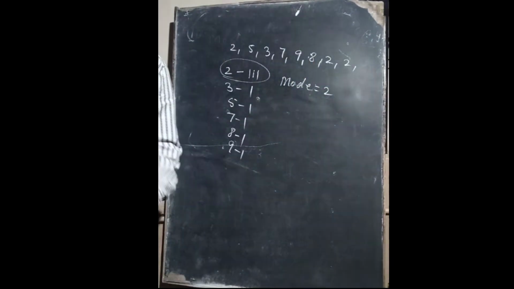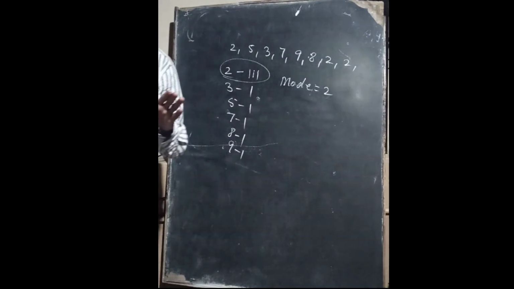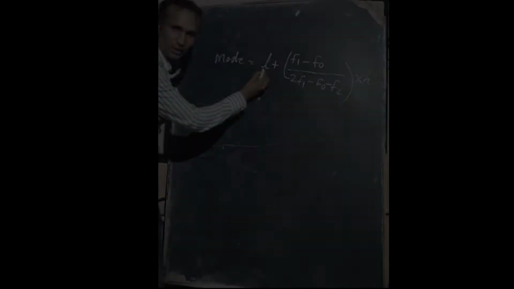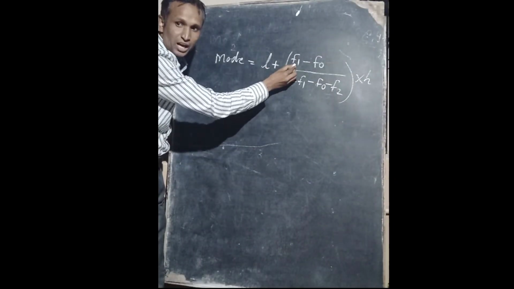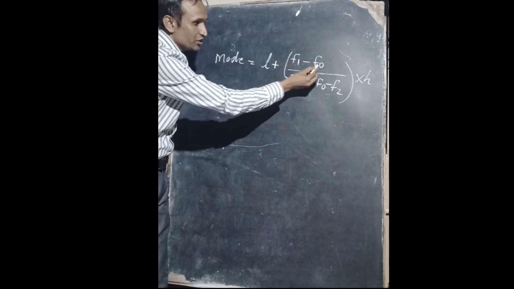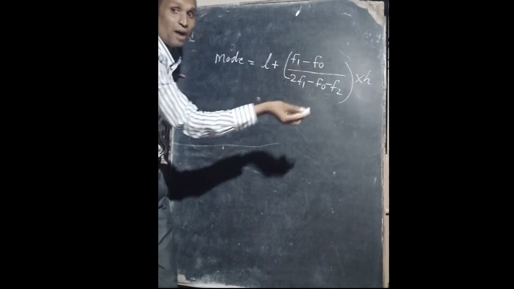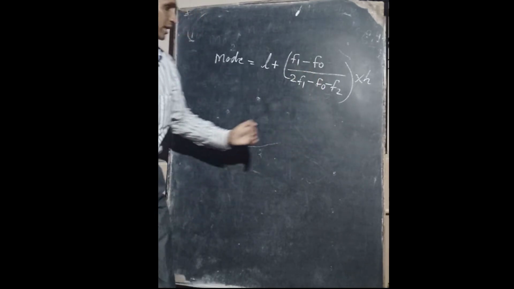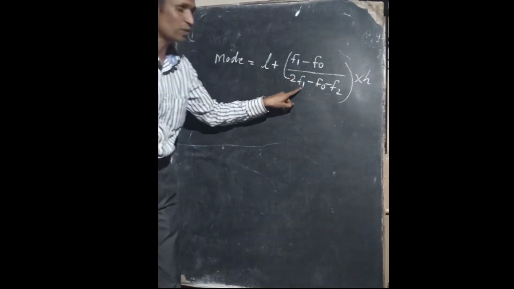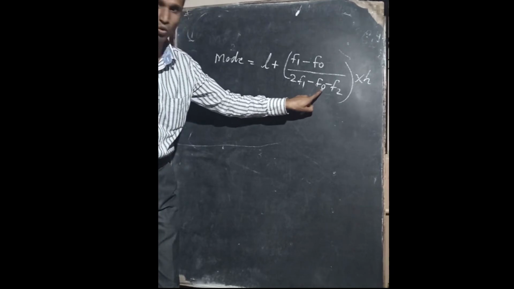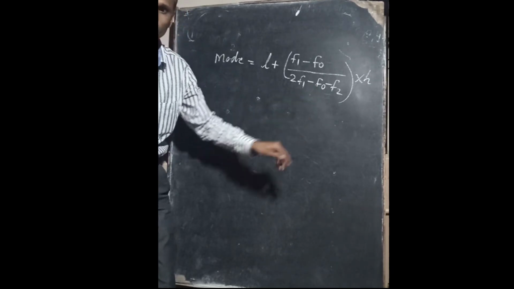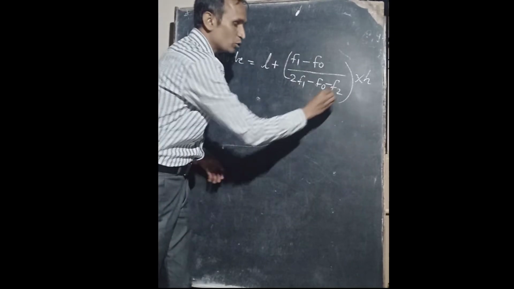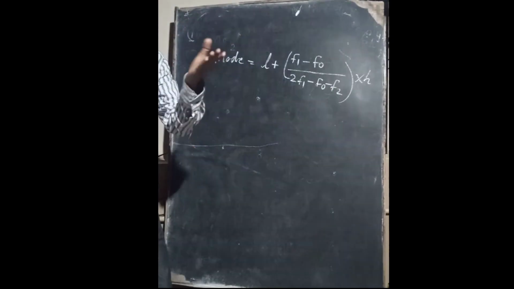Now coming to the mode of grouped data, not ungrouped data like this. Mode of grouped data: L means lower limit. F1 means the modal class, the modal frequency. F0 means preceding the modal class, before the modal class. 2F1 is double the modal frequency, minus F0. F0 means before the modal class. Then F2 means succeeding the modal class, after the modal class.